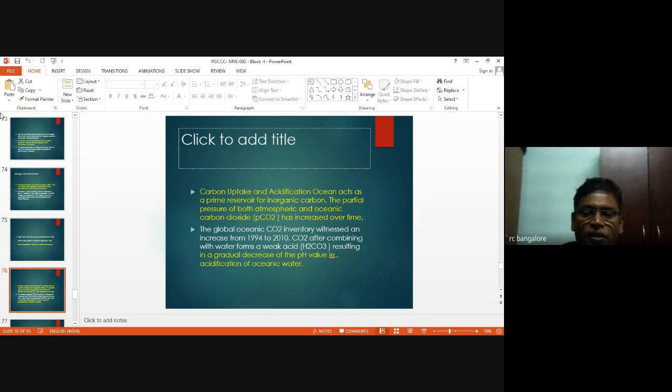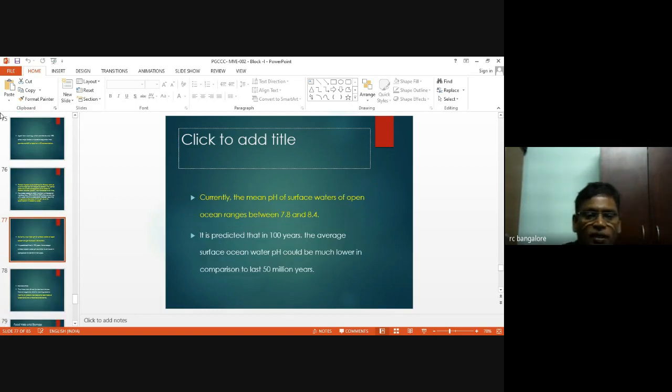Carbon uptake and acidification: the ocean acts as a primary reservoir of inorganic carbon. The partial pressure of both atmospheric and oceanic carbon dioxide has increased over time. The global oceanic carbon dioxide inventory witnessed an increase from 1994 to 2010. Carbon dioxide, after combining with water, forms a weak acid, resulting in a gradual decrease of pH value and acidification of oceanic water. Currently, the mean pH of surface water of the open ocean ranges between 7.8 and 8.4.